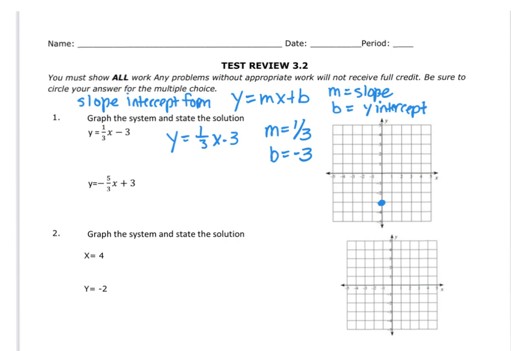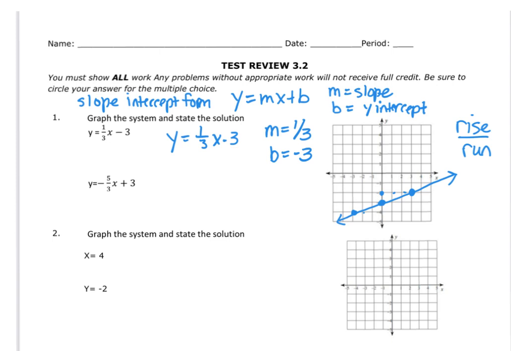I'm going to go ahead and make myself a note. My slope is my rise over run. Okay, so if I have 1/3, I go up 1, over 3. So here's up 1, over 3, and I'm going to go down 1, back 3 here. Okay, so this line right here is the line of my equation y equals 1/3 x minus 3.